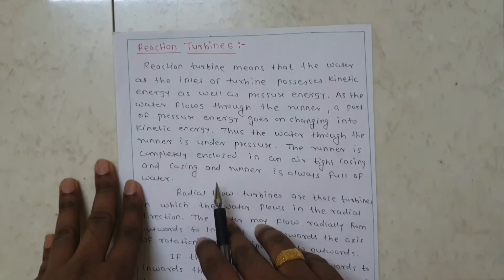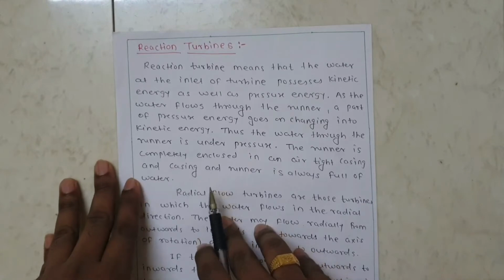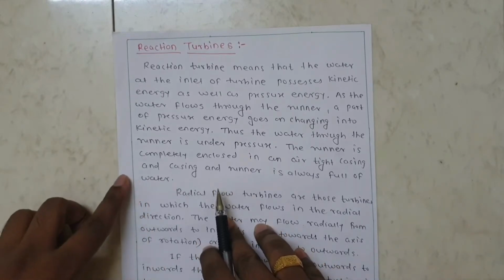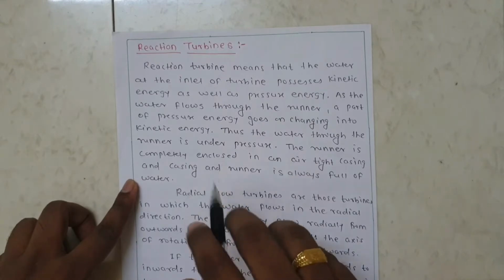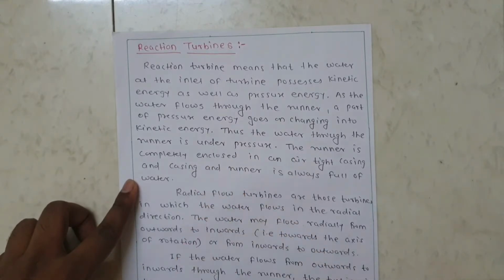So turbines are of two types, impulse and reaction. We have already seen the impulse turbine. At the inlet of the impulse turbine, the water energy is in the form of kinetic energy. But in the case of the reaction turbine, the input energy is kinetic as well as pressure energy. And that pressure energy is converted into kinetic energy.